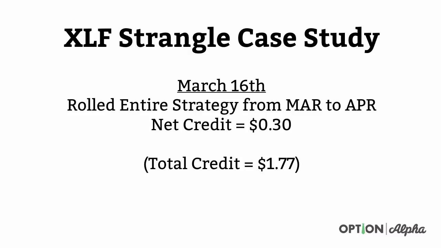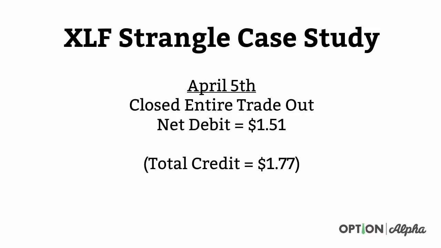But we got a nice move down in implied volatility during that time period. And what we ended up doing on April 5th, so we ended up holding the trade for another 25 days beyond rolling it, and on April 5th, we closed out the entire trade for a net debit of 1.51. Remember, our total credit was 1.77, so closing out the trade and buying it back for less than our net credit left us with a nice profit at the end of the day.